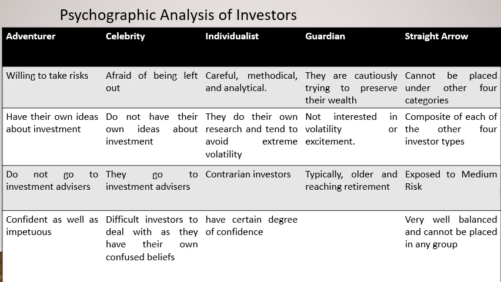And last but not the least, you have a straight arrow investor, which means they cannot be placed in the 4 categories. They are a composite of each of the other 4 investors, which means they have some or the other traits, exposed to medium risk, and they are very well balanced and cannot be placed in any group. So please have a very clear picture about these 5 categories of investors, right? And remember that you will get at least one question or maybe more than one question related to this of 1 or 2 marks. So this slide is very important for you. Please take a screenshot and remember this.